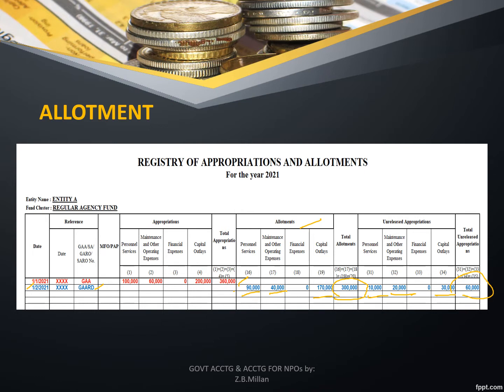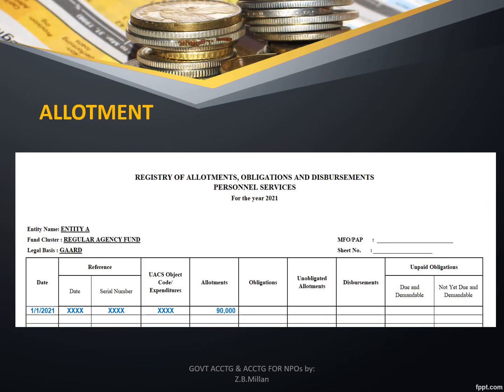How about in our Registries of Allotments, Obligations, and Disbursement? Again, we maintain separate registries per object of expenditure. Our object of expenditure refers to the nature of the expenditure. We received allotment for PS, so we will record our received allotment in the RAOD for PS.